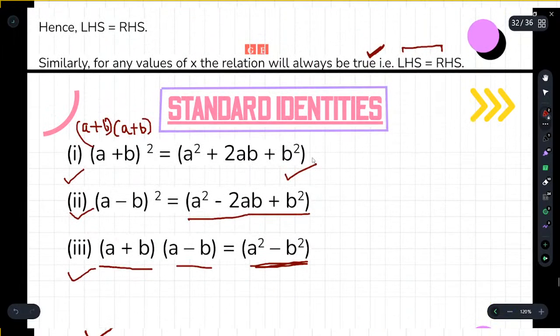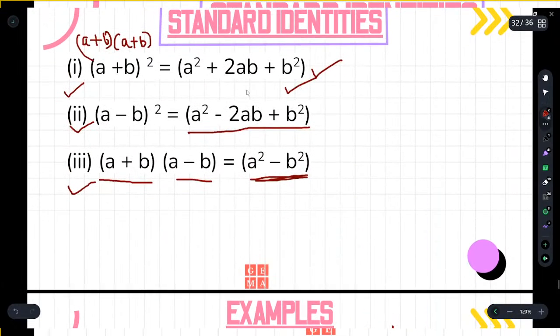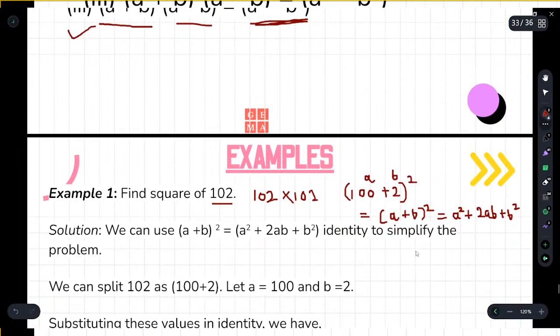The first identity. I can write this as a square plus 2ab plus b square. Can't I? A square plus 2ab plus b square, like this. Now let's simplify it. A was 100, so 100 to the power 2, and 2 into a, which is 100, and into b, which is 2, plus b to the power 2 means 2 to the power 2.